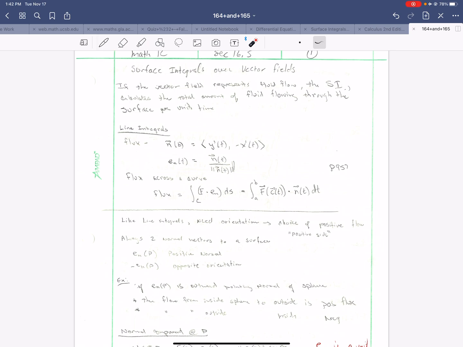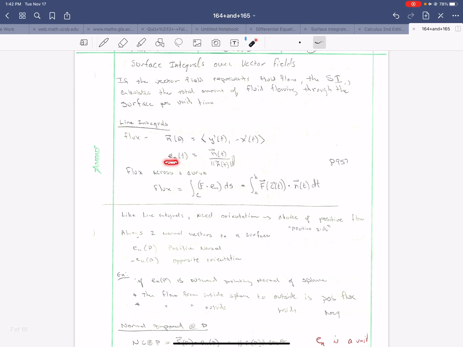With line integrals, this is just a reminder, because the surface integral is just up one dimension. Flux in there used a very special vector field. Remember, anytime we write a vector as E sub n, it's automatically a unit vector, and that's why I'm dividing by the norm right there. E sub n is the normal vector, E for unit, at that point t in time. Then flux across a curve in space uses this very specific normal vector.